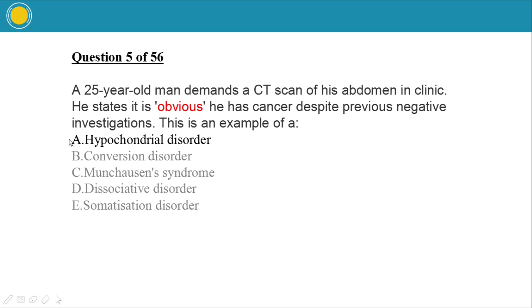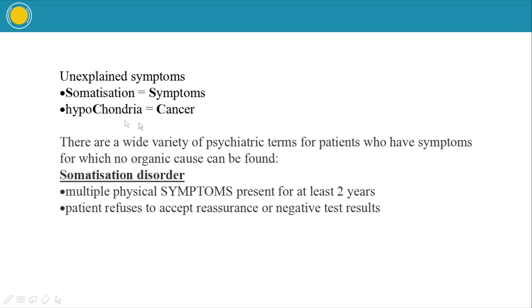If we know the definitions of each choice: hypochondriacal disorder, conversion disorder, Munchausen syndrome, dissociative disorder, and somatization disorder. What is hypochondriacal disorder? It is an unexplained, obvious belief of a diagnosis of cancer. The patient is highly suspicious of suffering from cancer. Let's review the definitions of these terms again.